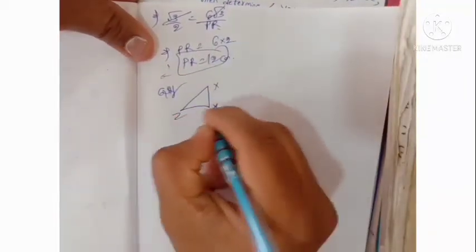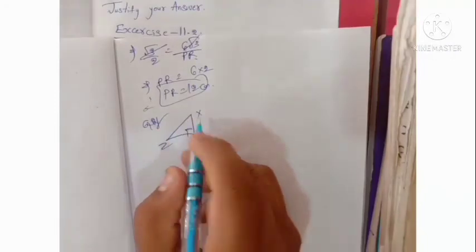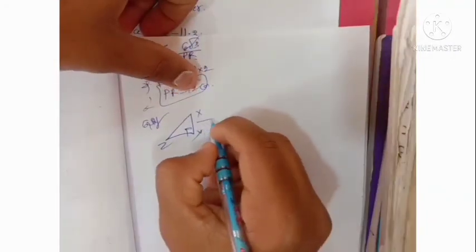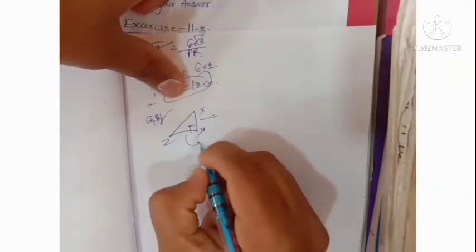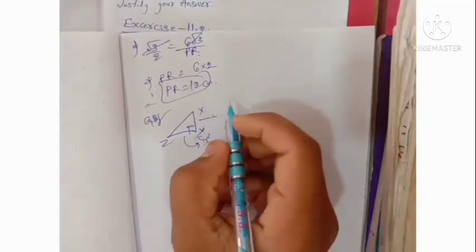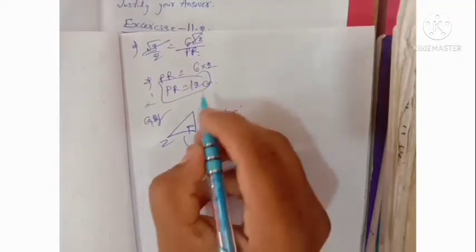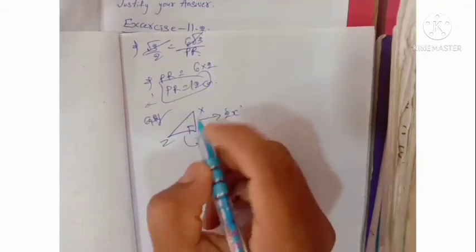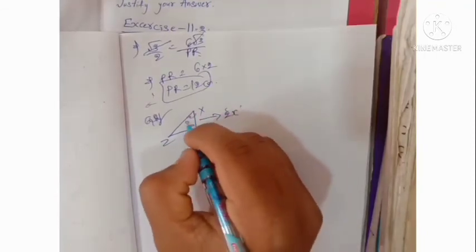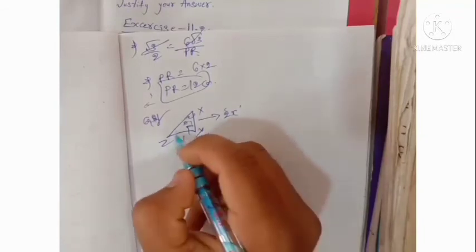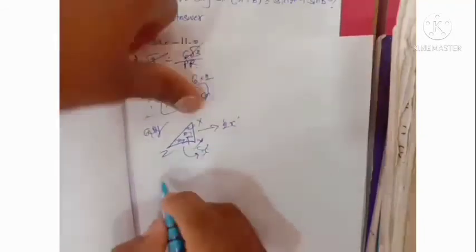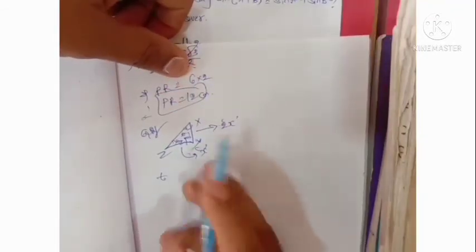Triangle XYZ, right angle is at Y. YZ is equal to x, they given, and XY is equal to 2x. Determine the angle YXZ, let's say theta 1, and YZX is theta 2. We should determine these.